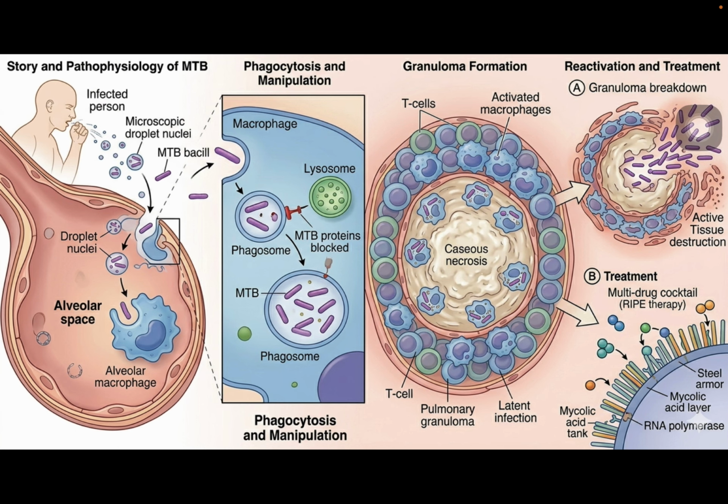Instead of breaking into a building, MTB infiltrates the police station, that's our macrophage. Once inside the holding cell, the thief doesn't try to escape. He blocks the door, so the SWAT team with the incinerator cannot get in. As his copies multiply, the city builds a steel-reinforced container, that's our granuloma, around the whole station. So they cannot kill him, so they try to keep him isolated behind heavy walls.